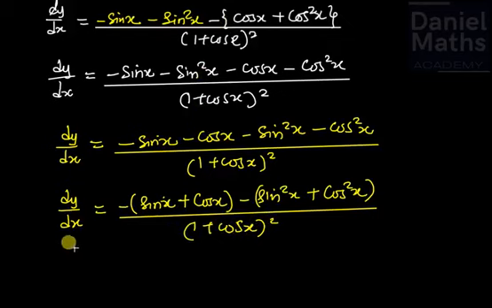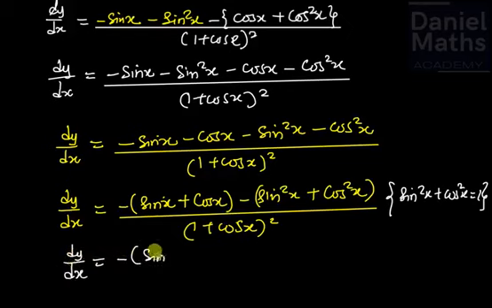Take note from here that in trig ratio, sine square x plus cos square x is equal to 1. So this will be substituted by 1. So that will give me that dy over dx is equal to minus into sine x plus cos x, and then this will give me what?